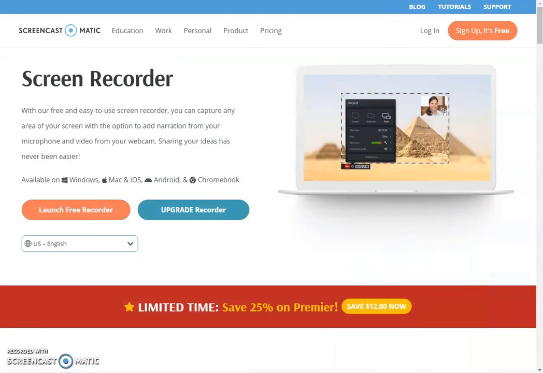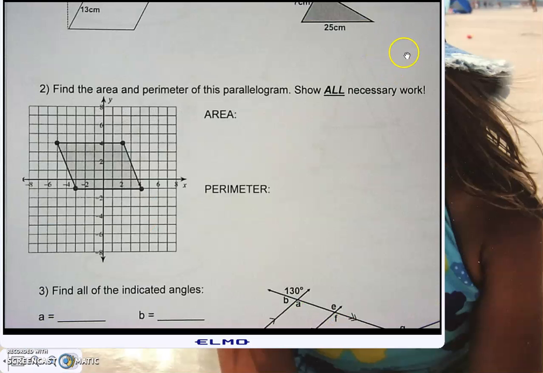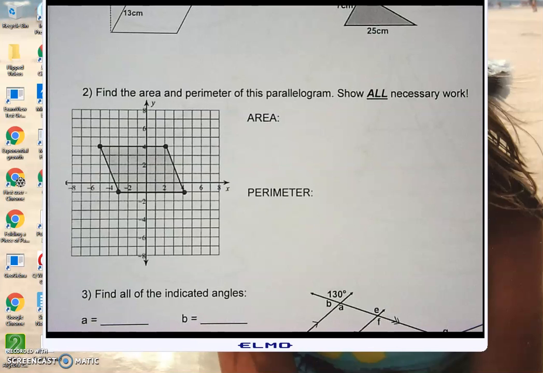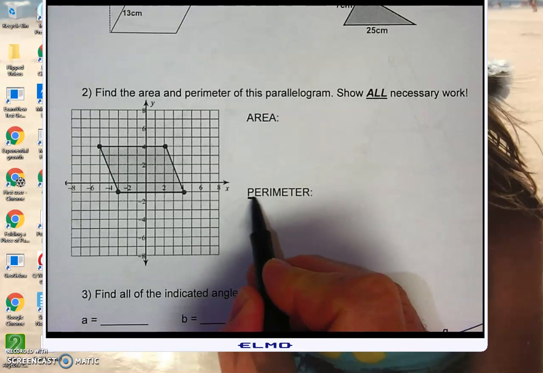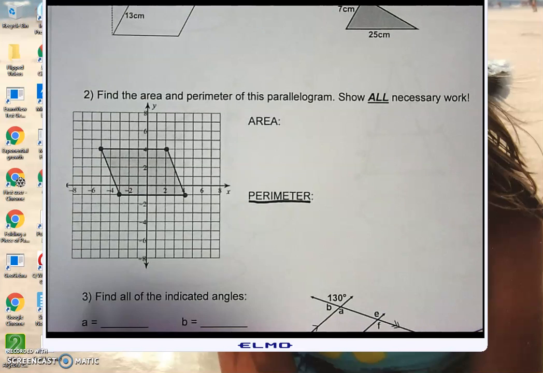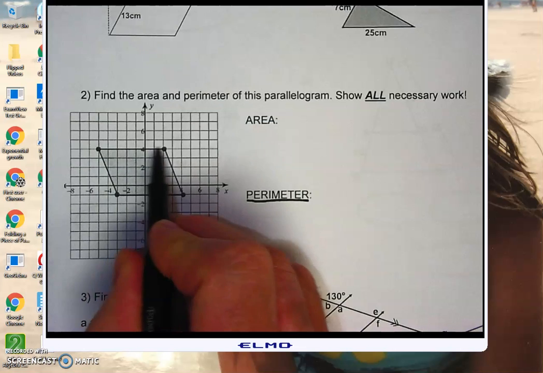Okay, so now let's take a look at this problem here, which I thought several of you would want to see worked out. Now, this problem is going to take a lot of interaction with the picture. Let's start with perimeter in this case. So the perimeter, we're going to add up all the sides.